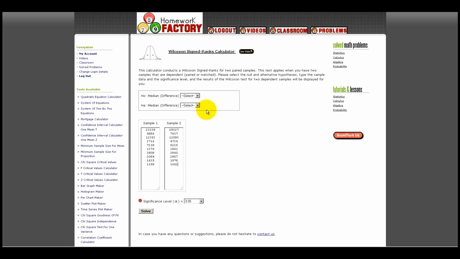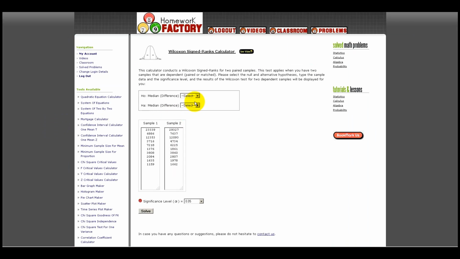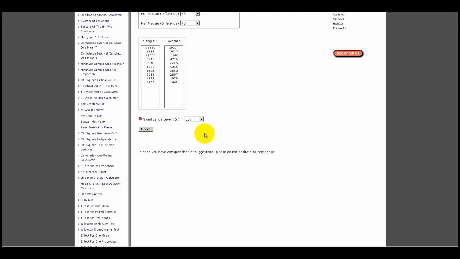and that's it. Well, one thing, we need to define the hypothesis. In this case, they're talking about if the police forces have become larger, so meaning they want to know whether the data for '93 is larger than the data from '83. So the difference 1983 minus 1993, they want that to be negative because they're asking whether or not this is greater than this one. So in this case, clearly this is what they're trying to test.